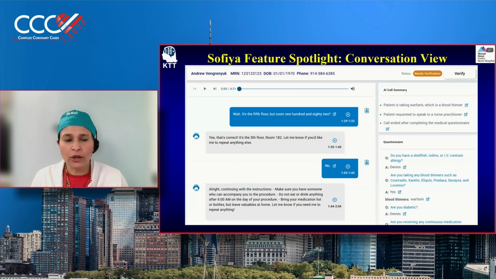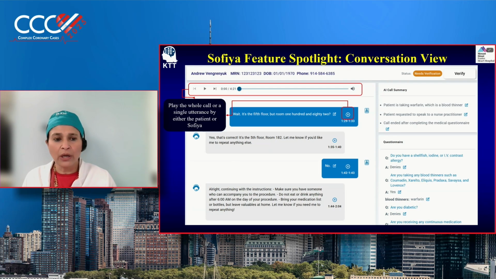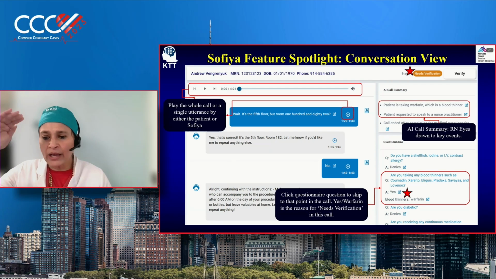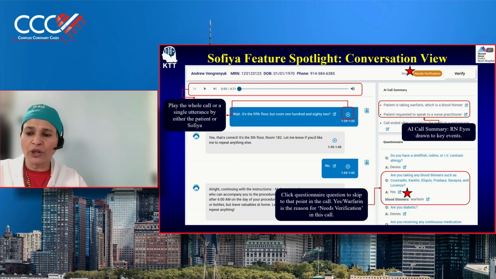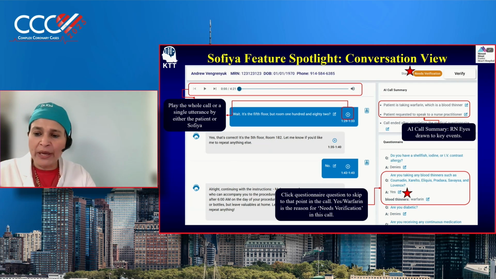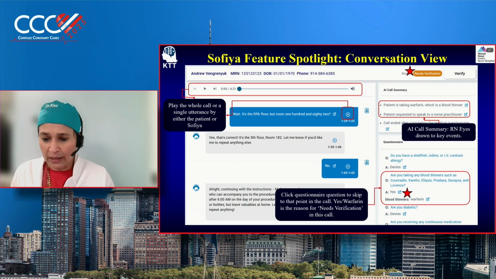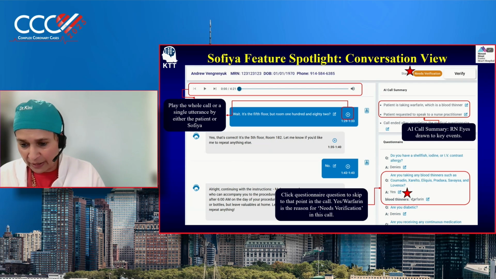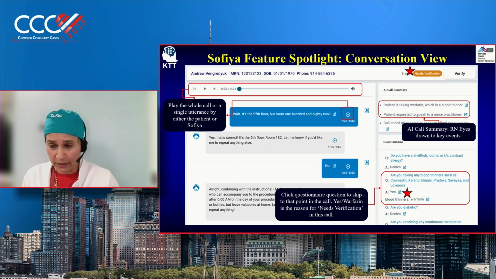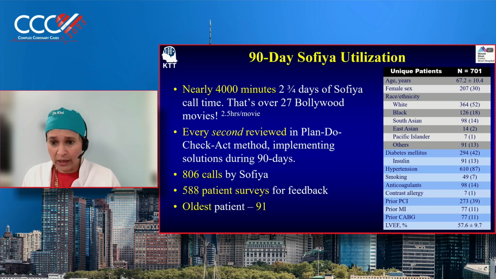This is what the conversation view looks like. Very important. The nurse can quickly go through the conversation. There is an AI call summary. This particular patient was taking a blood thinner and wanted to talk to a nurse practitioner, which means a nurse practitioner should call back. And then it is already clarified that the patient said he's taking warfarin. And then what happens is the nurse will do a verification and it will go.